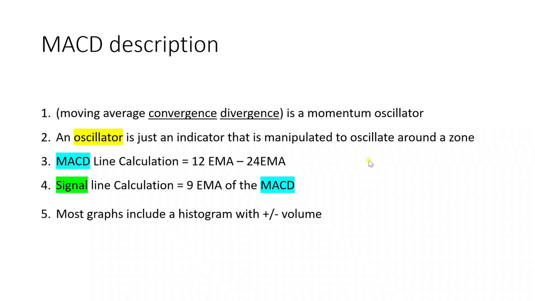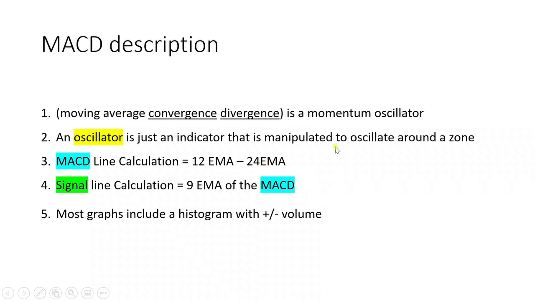MACD is simply the moving average convergence divergence, and it's a momentum oscillator. An oscillator is just an indicator that's supposed to oscillate around a specific zone. With the MACD, for example, it's typically zero. It is zero because the 12 EMA, or exponential moving average, is getting subtracted by the 24 EMA, right? So you've got 12 minus 24, and that's telling you that the last 12 days are more positive than the last 24.